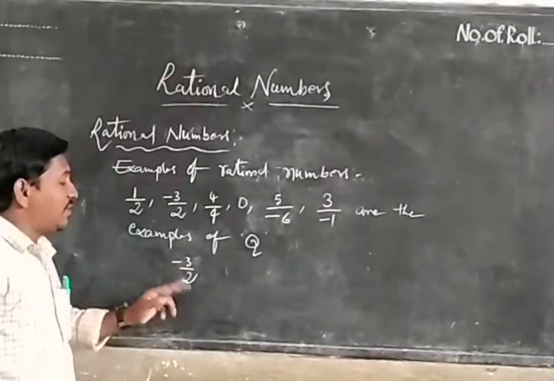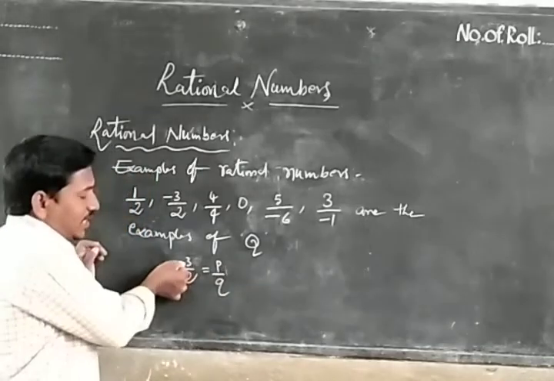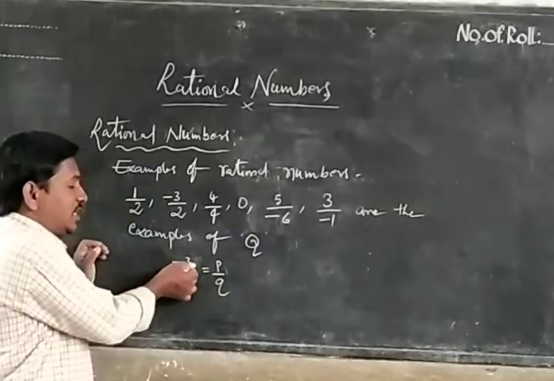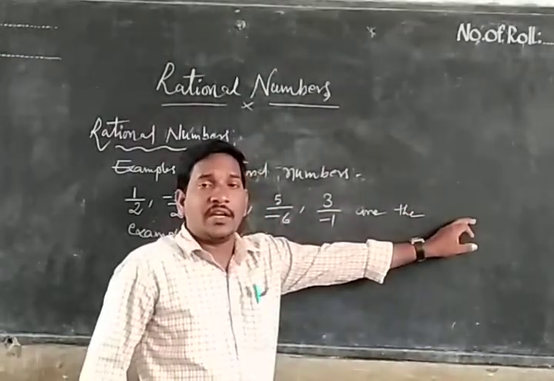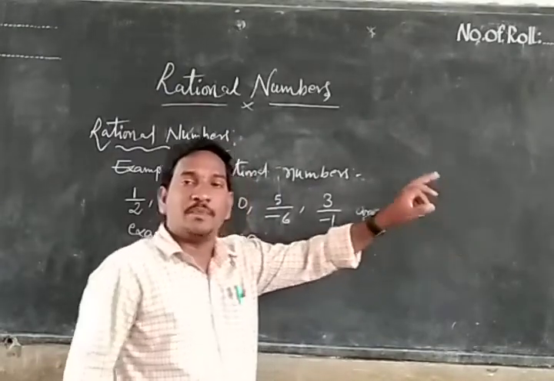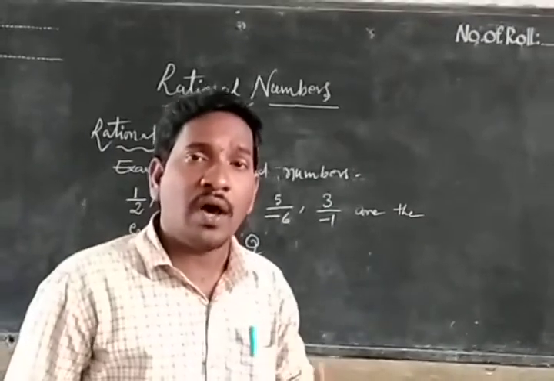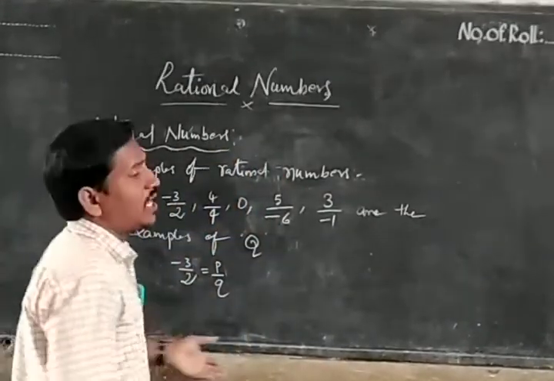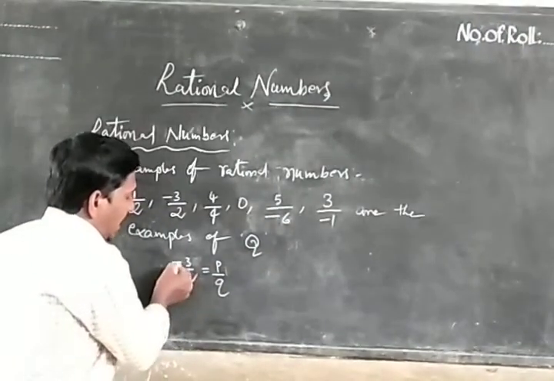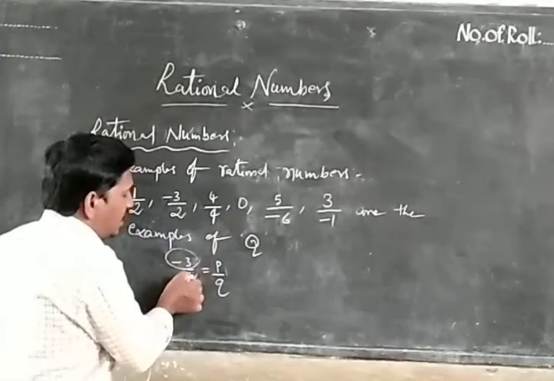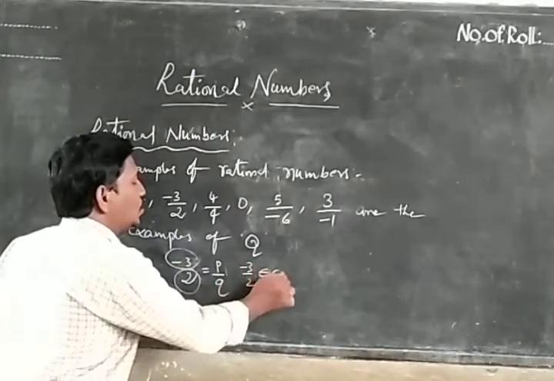-3 by 2 is a rational number. Why? Because it is p by q. Here p equal to -3, which is an integer. What is the main thing in the definition? p and q are integers, which means p may be positive or negative, and q may be positive or negative, but q is not equal to 0. So -3 belongs to Z and 2 belongs to Z. That's why -3 by 2 belongs to Q.